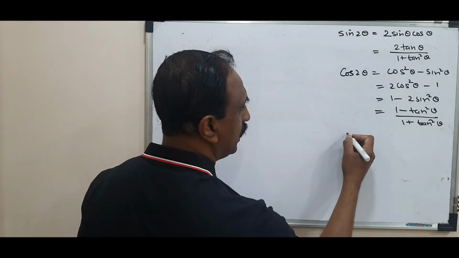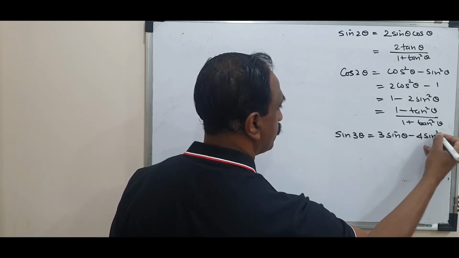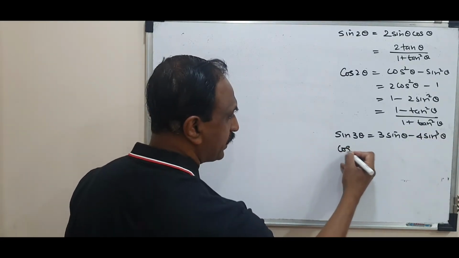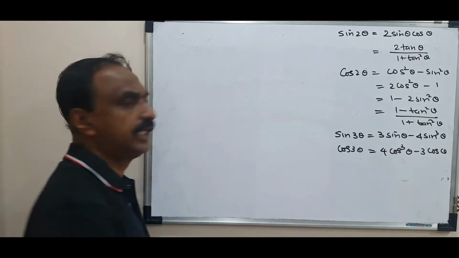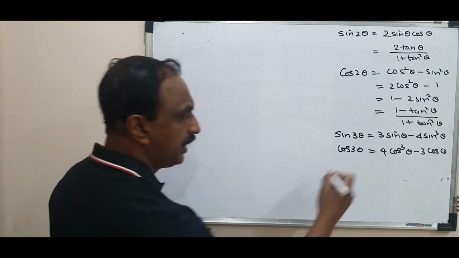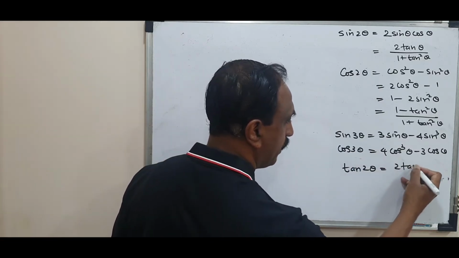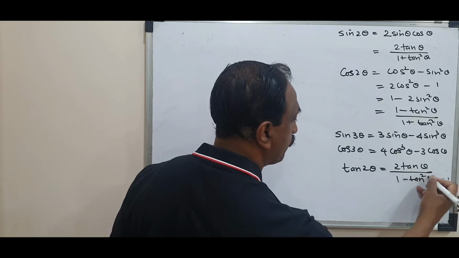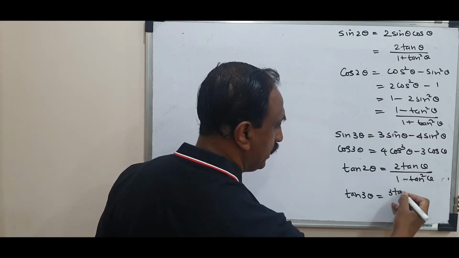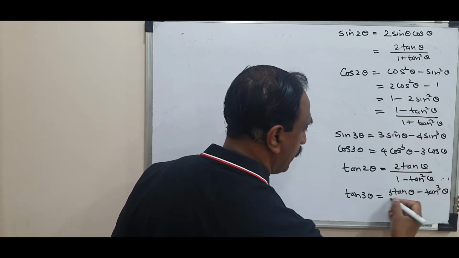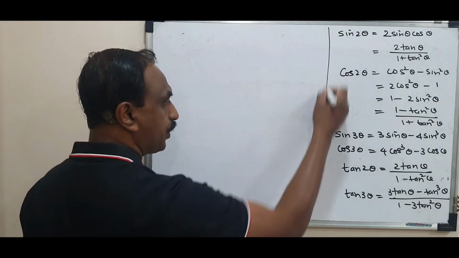Then we have sine 3 theta, 3 sine theta minus 4 sine cube theta. Then we have cos 3 theta, 4 cos cube theta minus 3 cos theta. These are the formulas in sine and cos which we need to remember. Then we also need to remember tan 2 theta's formula. 2 tan theta upon 1 minus tan square theta. You can notice the difference here. Here 1 plus, whereas here 1 minus. Then tan 3 theta, 3 tan theta minus tan cube theta upon 1 minus 3 tan square theta. These many formulae we require today to do the problem.